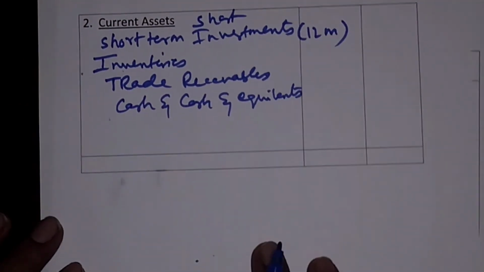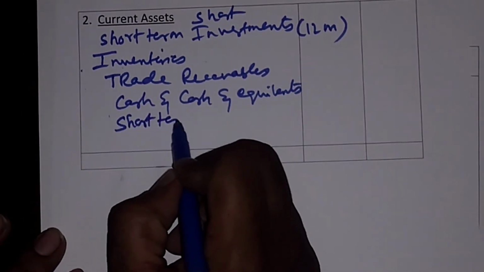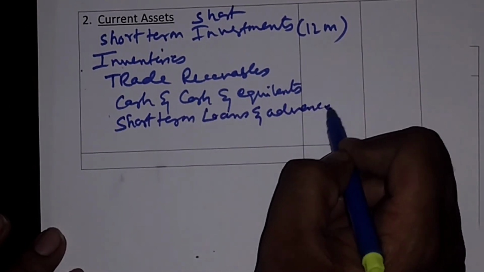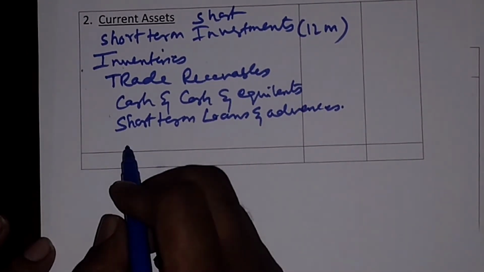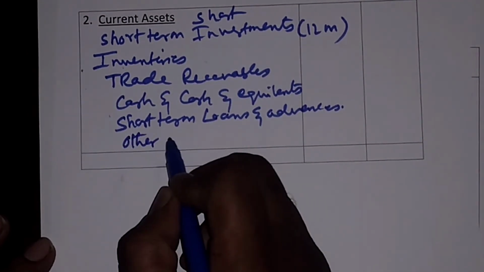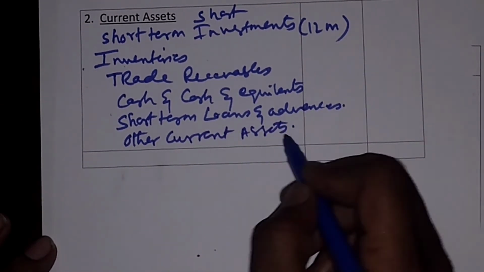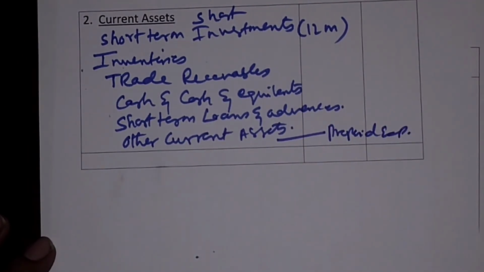After cash and cash equivalents, the next one is short term loans and advances. Any loans and advances provided to the workers, we call short term loans and advances. And at last, the other current assets. In other current assets, we record the prepaid expenses. These are the maximum entries that appear in the balance sheet regularly.